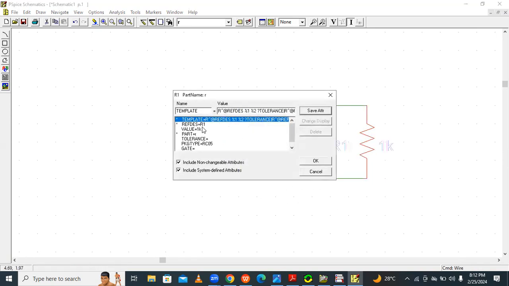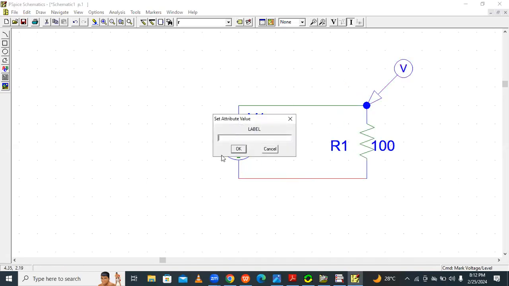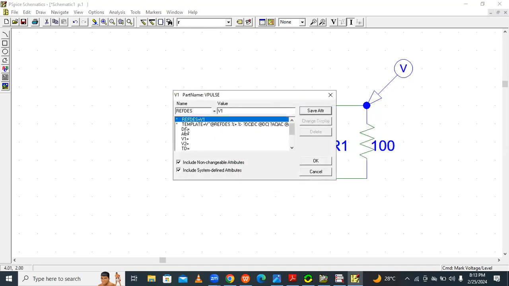Change the resistance to 100 or 1K, whatever it may be, we will get these results. And this is called the voltage marker. Press this voltage marker, place it here, and right here the label is 0, and this label is 1. Press twice and then open like this, and here DC is equal to 0, AC is 0, and V1 is minus 30.